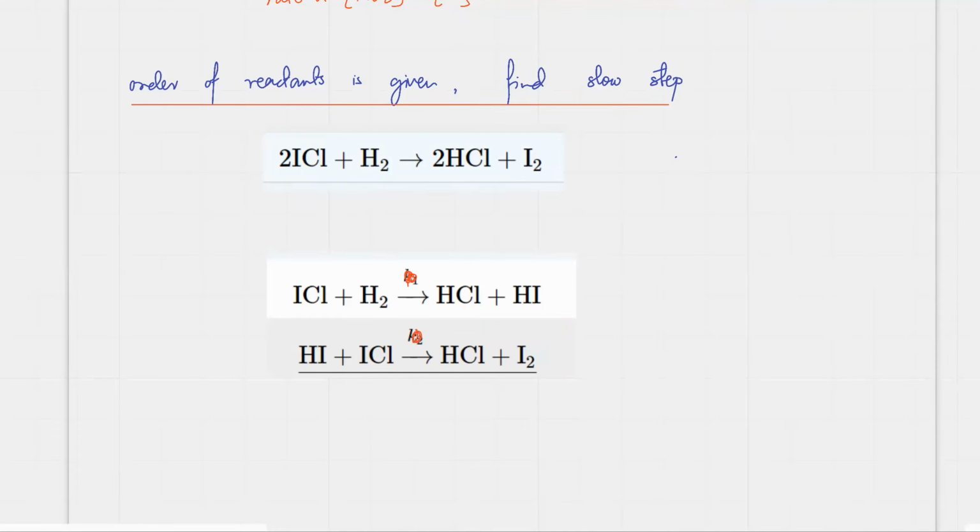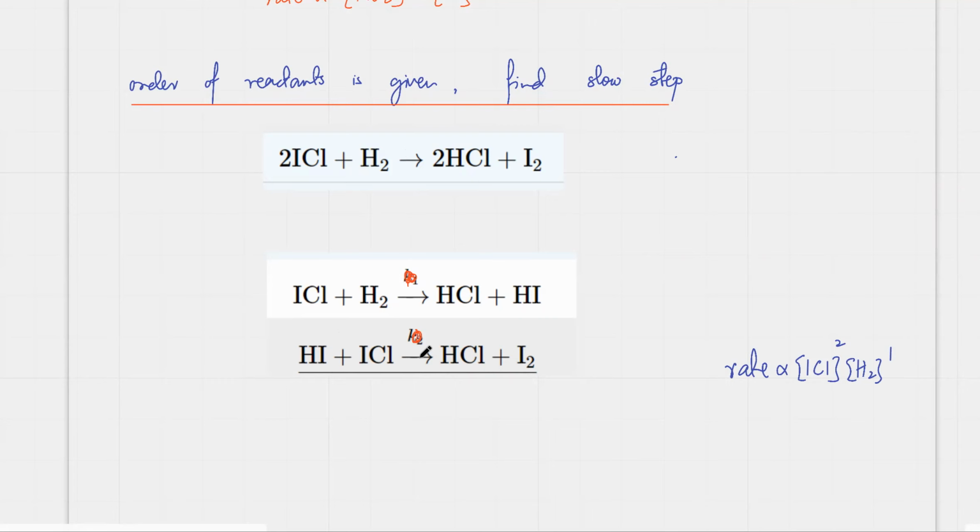Now let's say they gave us the rate equation. They told us that rate is dependent on ICl concentration, and the order is 2. And rate depends on H2 concentration, and the power is 1. So let's assume that they gave us this. Remember, the overall reaction, the coefficients don't matter. So we got the orders, and we have to figure out of the 2 steps, which one is the slow step.